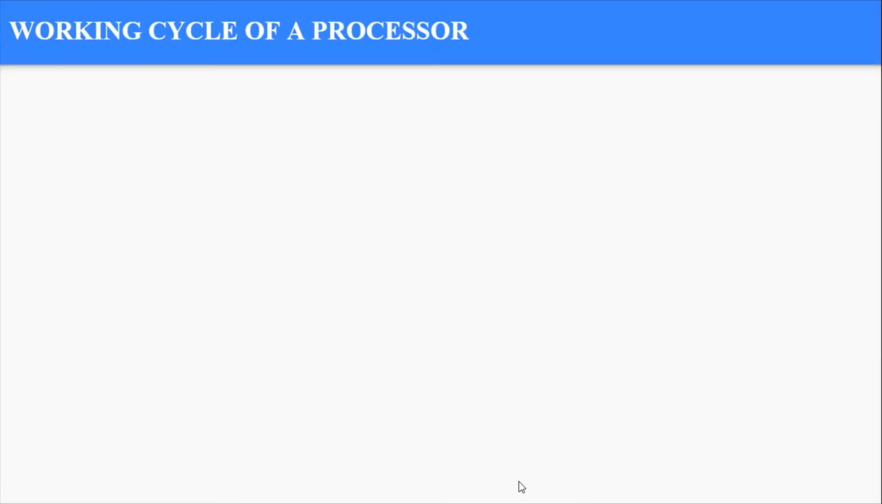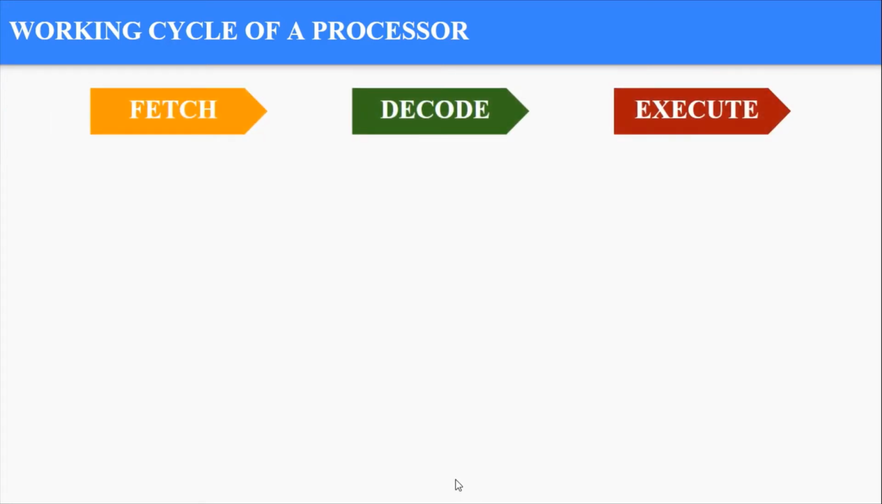Working cycle of a processor. Be it the basic 8086 or the high-tech Core i7, the basic function of any processor remains the same. There may be multiple processors inside the core, but the basics always remain the same. That is, fetch, decode and execute. This process is called one instruction cycle.